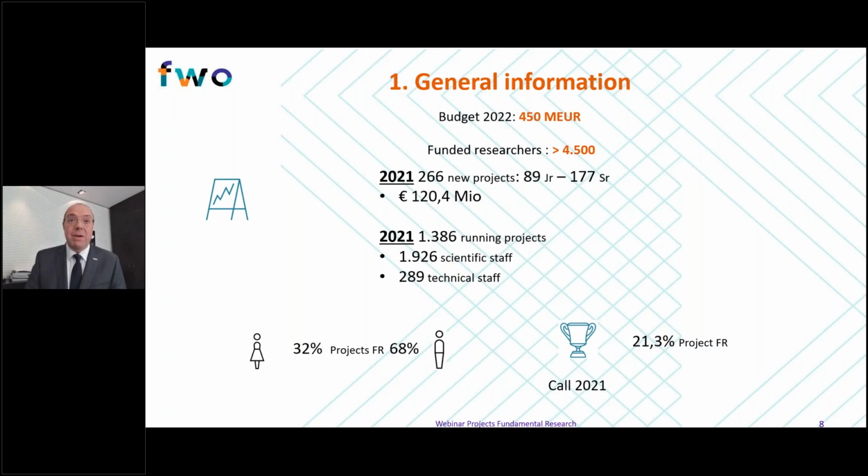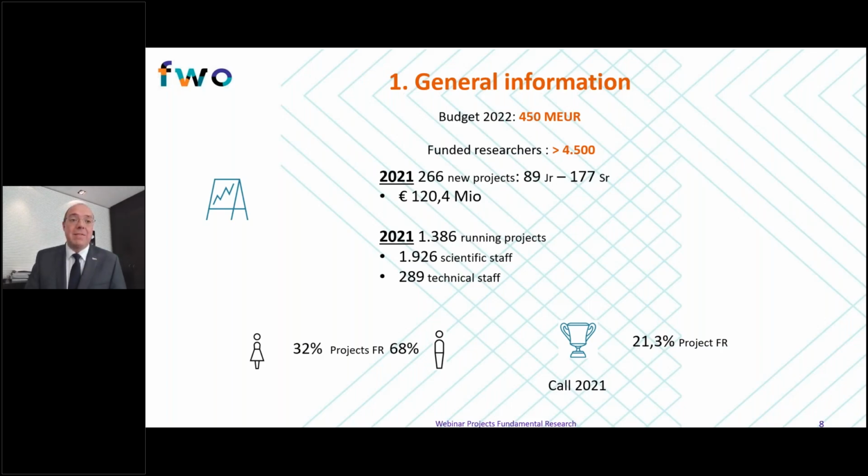Last year, we were able to fund approximately 270 new research projects, 90 junior projects, and approximately 180 senior projects, for a total budget of 120 million euro. In 2021, so last year, we had approximately 1,400 running projects with a scientific staff of almost 2,000 FTEs and a technical staff of approximately 300.